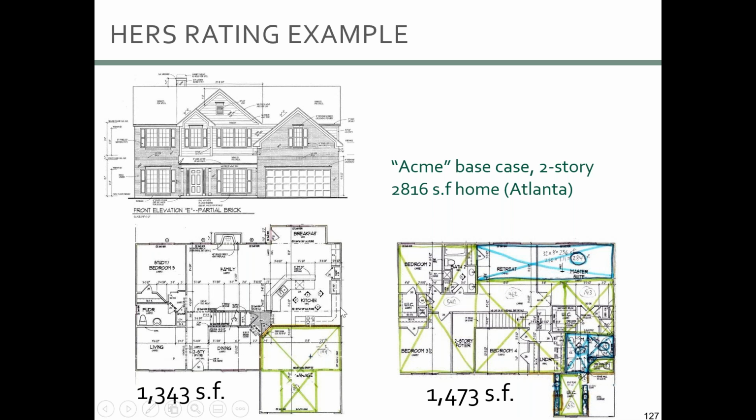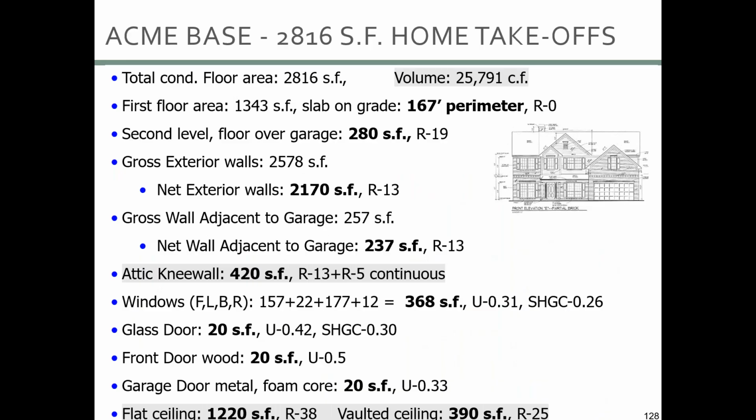It's a 2-story house with an attached garage. Part of the second floor extends over the garage. So part of your thermal envelope is essentially a floor over a garage, but most of your foundation is just a slab on grade. The first floor is a little over 1,300 square feet. The second floor is almost 1,500. So the total house is about 2,800 square feet, and you can see that. And here's my basic takeoff information. So the total floor area is 2,816. You don't need the volume, but I'm just going to show you that's the volume.